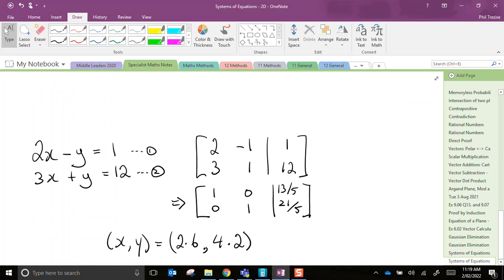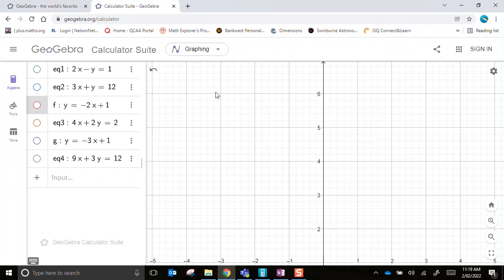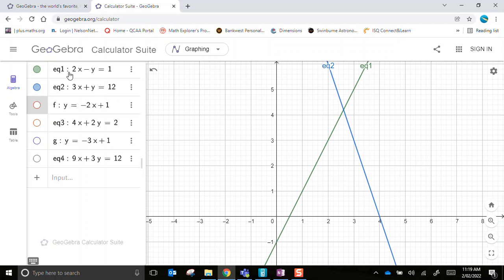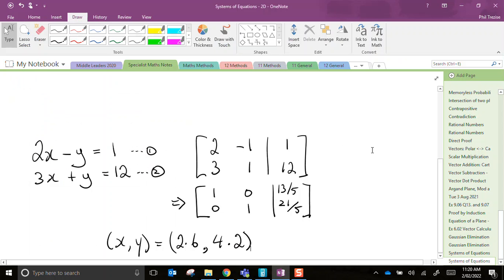Now, as a further illustration of this, let me just use a different piece of technology to illustrate these two equations on our graph here. So there's my first equation, there's my second equation. They both form lines. Of course, 2D makes a line, and where they intersect here is in fact the number 2.6, 4.2, like we solved. So that's the graphical interpretation of a set of independent equations, consistent independent equations.